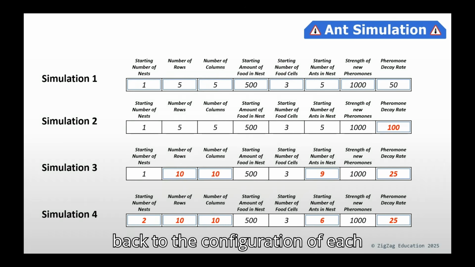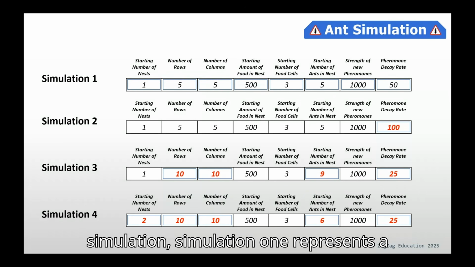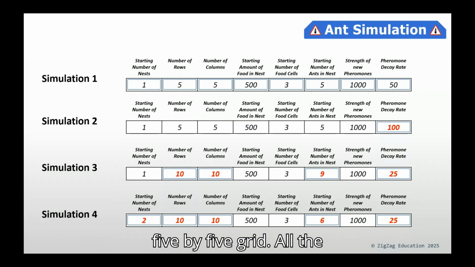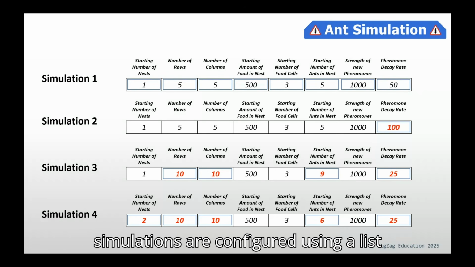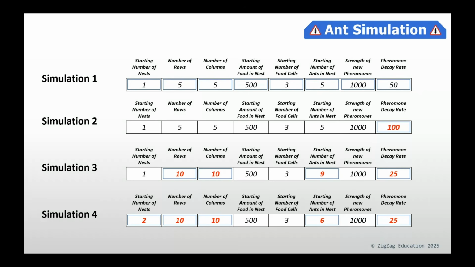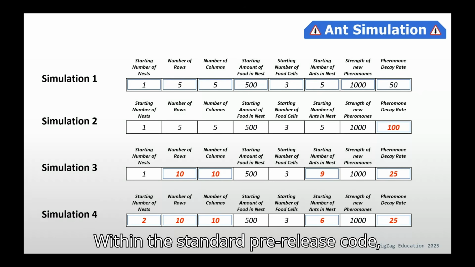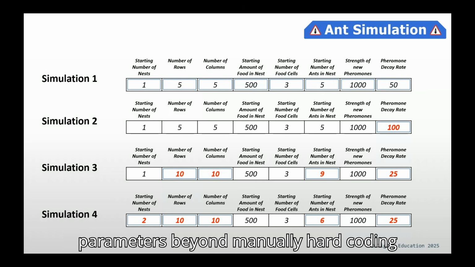Moving back to the configuration of each simulation, Simulation 1 represents a 5 by 5 grid. All the simulations are configured using a list called simulation parameters. Within the standard pre-release code, there is no option to adjust these parameters beyond manually hard-coding them.